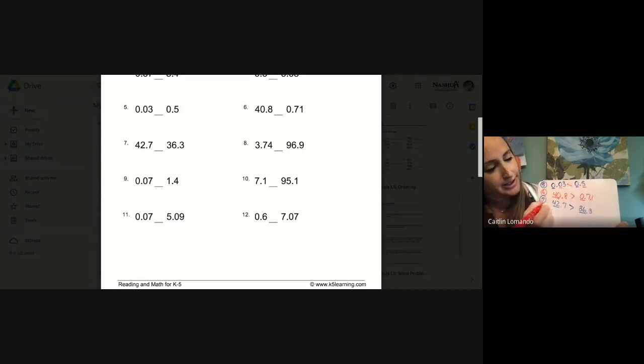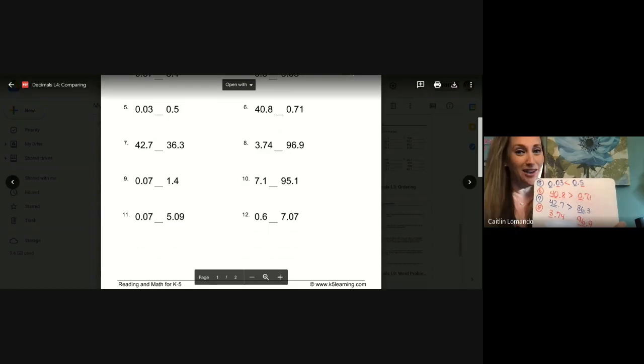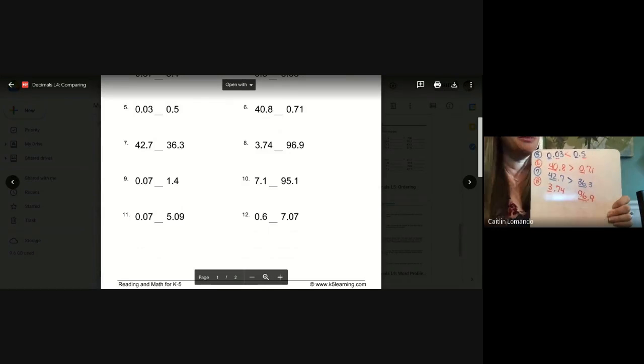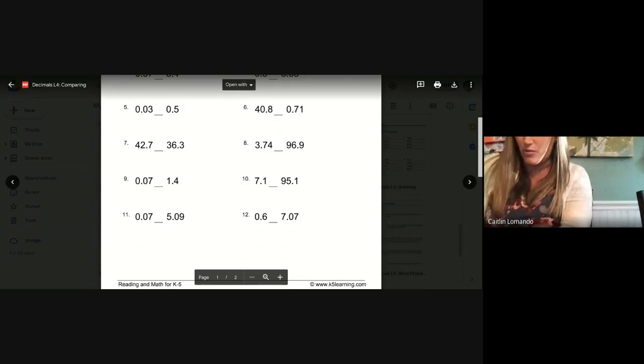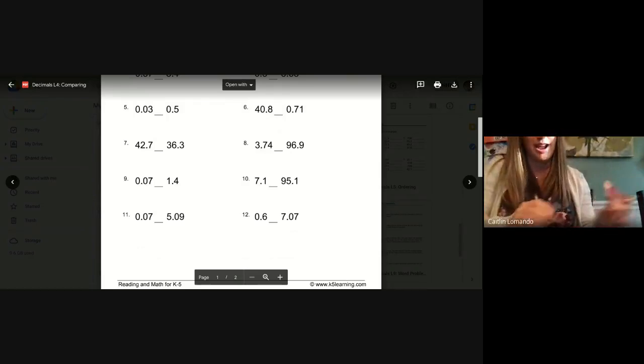Let's look at number 8. We have 3 and 74 hundredths, 96 and 9/10. A 3 versus a 96. Wow, that one's easy. Which one is bigger? Let's pause here. 96 is definitely bigger. All right, I'm going to set up my board for the next 4, and then we will go through them and practice them.